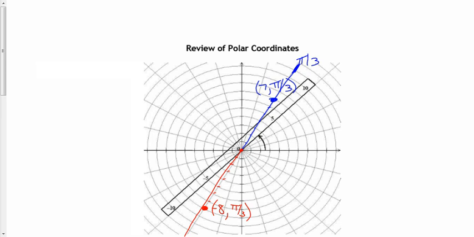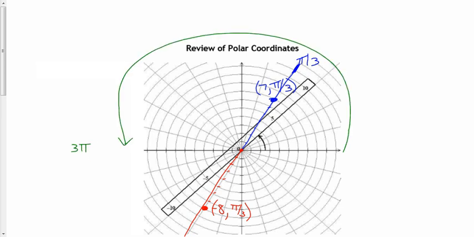Now we're going out to 4 pi over 3. Basically from here to here is 3 pi over 3, because that's pi, and then we have to go one more, which is going to be right here. This red is our 4 pi over 3. Then we're going to plot the point 4 pi over 3, 8. At 4 pi over 3, I'm going to go out 8: 1, 2, 3, 4, 5, 6, 7, 8. And I land right on the same spot. So the coordinates for this point are also 8 comma 4 pi over 3.